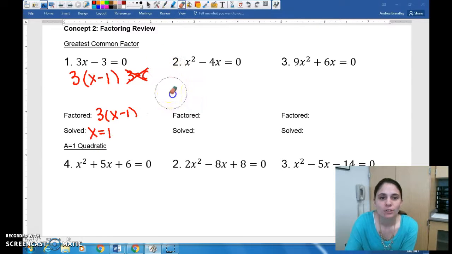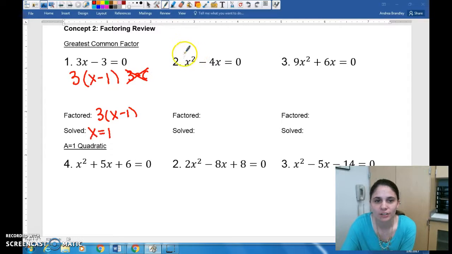So on number 2, we're going to start the same way. So I need to factor out a greatest common factor. So this is just 1x squared minus 4x. So the only number I could factor out is a 1. But both of them do have an x. So I could factor out an x, and then I'd be left with x minus 4. So this is factored. So factored form is x times x minus 4.